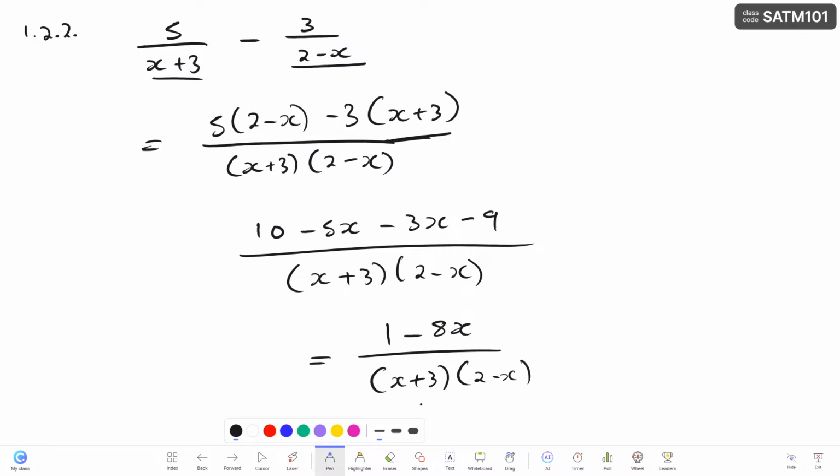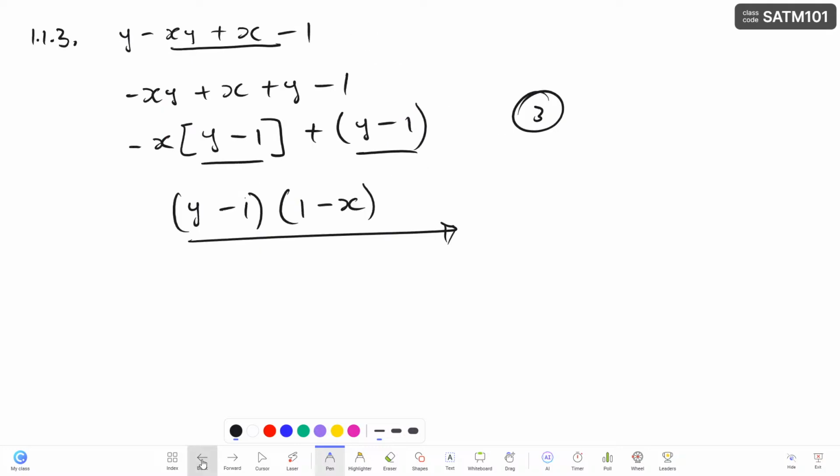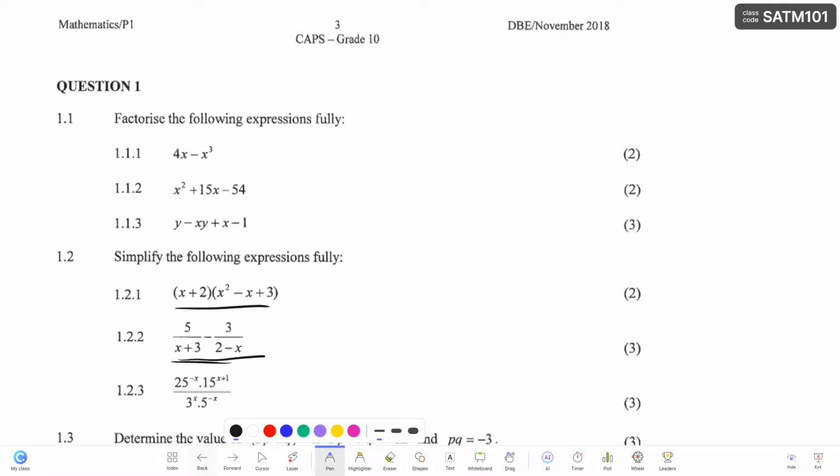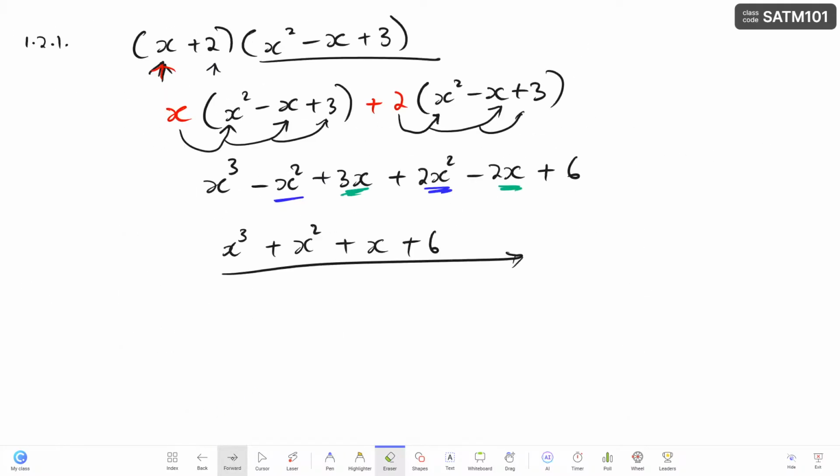So this is the final answer. Okay, now let's go to the third question. So the third question, we want to simplify this one. So okay, let's try to simplify that one.